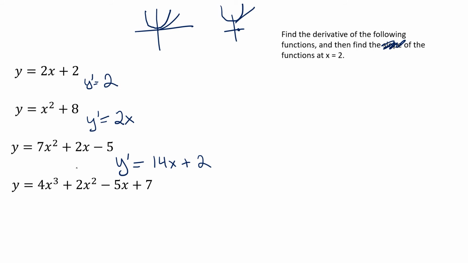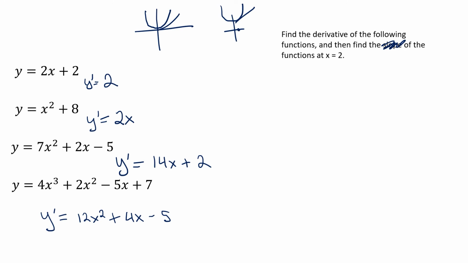This one, we're going to end up with a quadratic. The derivative of this, we take that 3, put it in front, 12x. We take 1 away from the 3, so this remains squared, goes down 1 degree, plus, take that 2, put it in front, 4x, and this stays 1, minus 5. And that 7 goes into oblivion. So our derivative equation here is that.